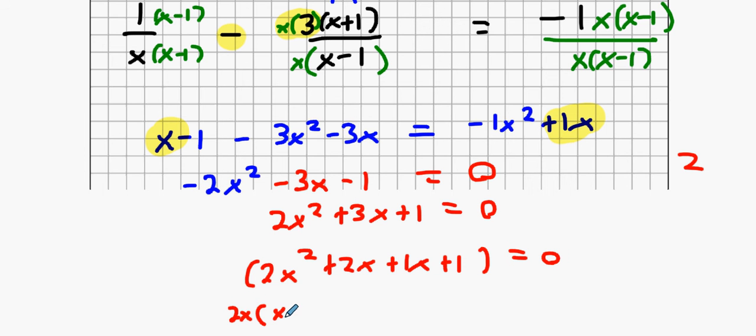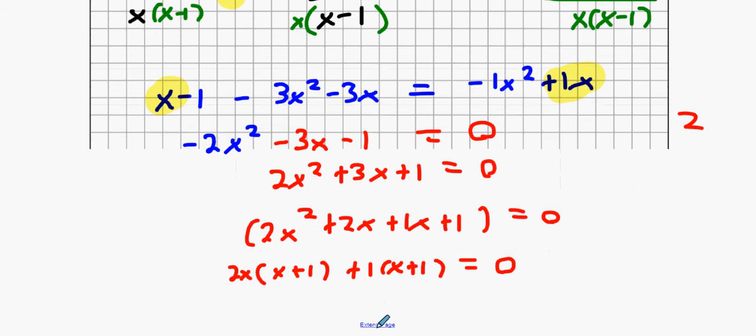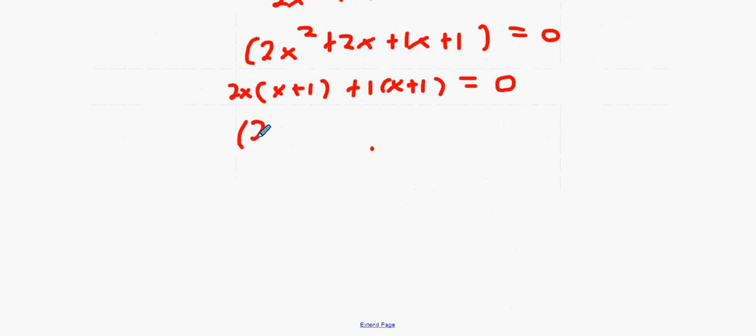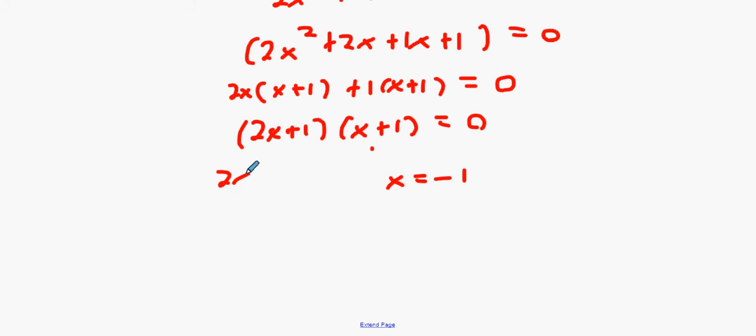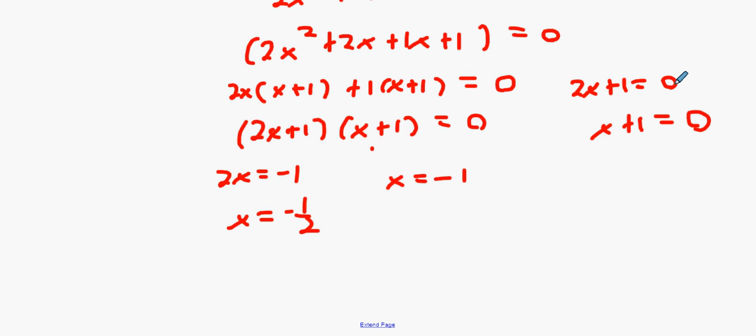2x into x plus 1. In fact, there's no need to even know how to factorize other than doing it faster, if I'm being honest. So you'd probably just double check with the minus b anyway. And your two answers are x equals minus 1 and x equals minus a half. Reason being is 2x plus 1 equals 0, and x plus 1 equals 0. Yep, we're good.